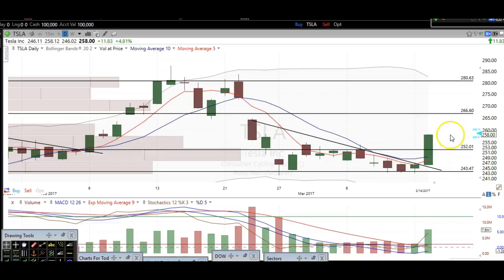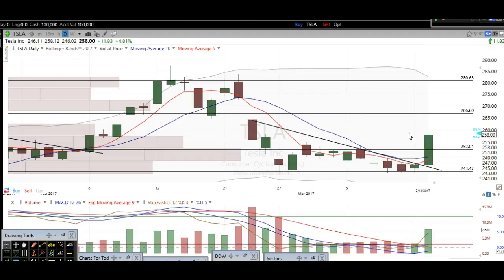If it gets down to 252, that would be, in my opinion, a nice bounce zone, as I do think it's going to head higher here in the short term. Really nice looking chart here in the short term.